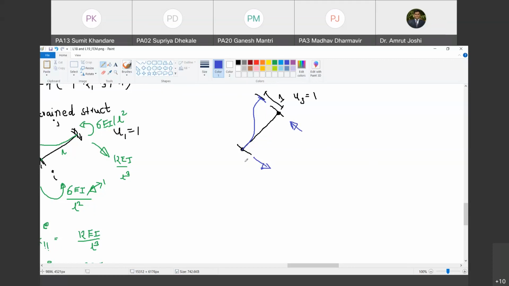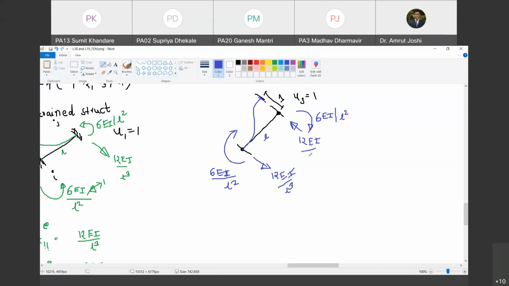Yes, sir. So therefore, I'm going to have a clockwise moment here. And how much is that moment? It is 6 EI into delta by L square, which is 1 upon L square. So these are clockwise moments of magnitude 6 EI upon L square. So their sum is 12 EI upon L square. उसको एक बार और L से divide करो. So these reactions are going to be 12 EI upon L cube. Do you agree with me? Yes, sir.